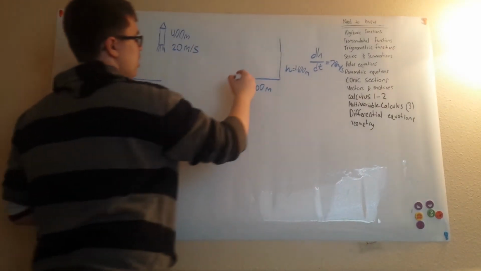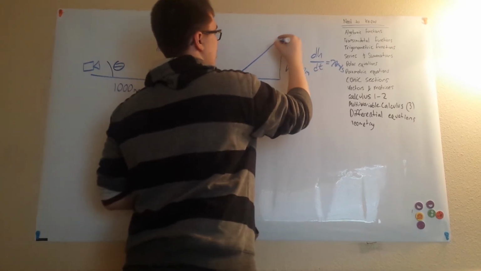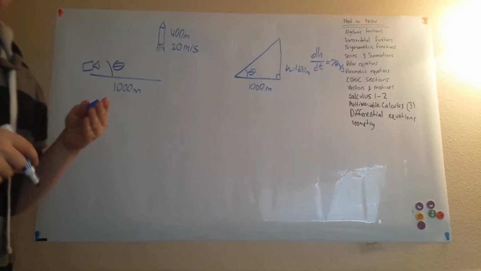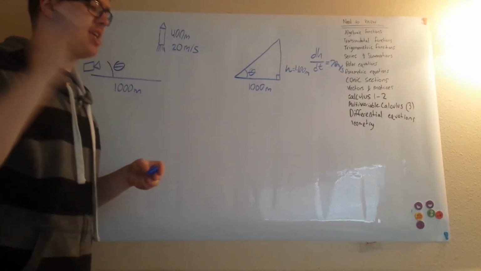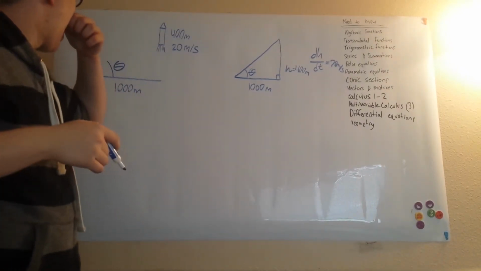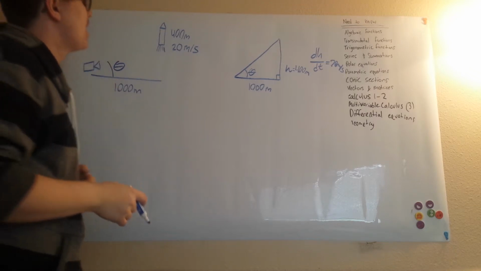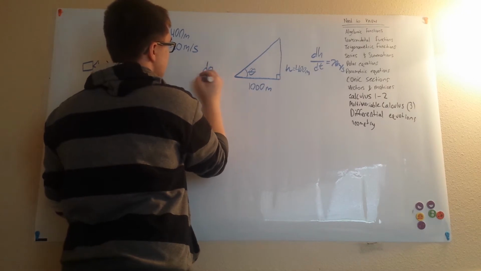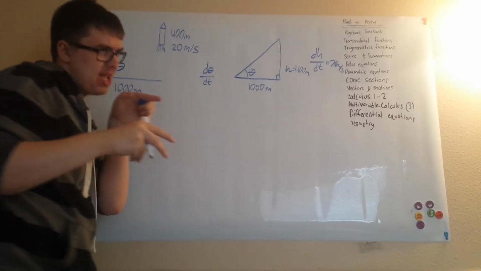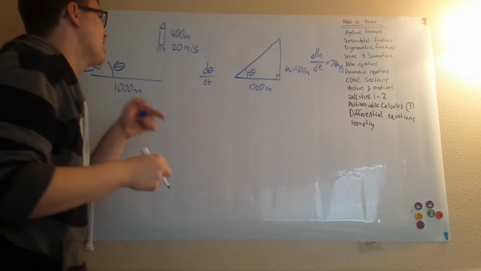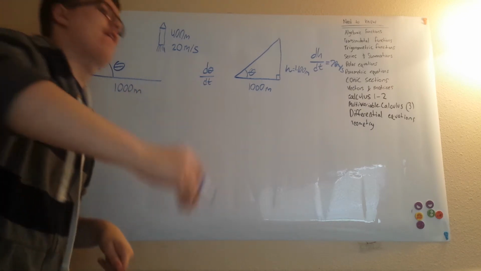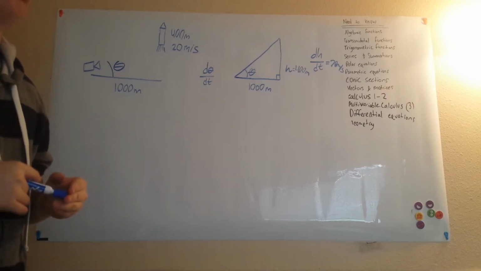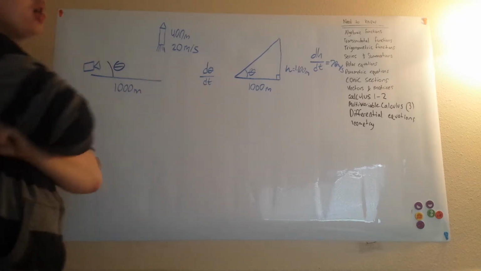So, oh well, it's kind of like a right triangle, right? And this is the angle that my camera is making. We want to know d theta dt, how fast my angle is moving with respect to time at that moment. We want to know how fast it has to go to keep up with the rocket. We want to find out that.